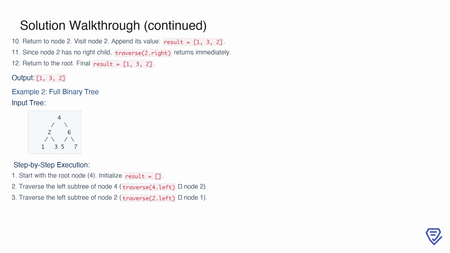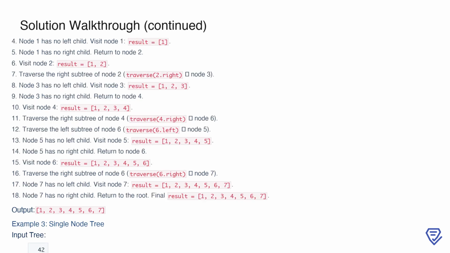At node 2, we repeat the process and traverse its left subtree, arriving at node 1. Node 1, being a leaf node, does not have a left child. We visit node 1 and append its value to the result list, making it result equals 1. Since node 1 also has no right child, we return to its parent node, 2.